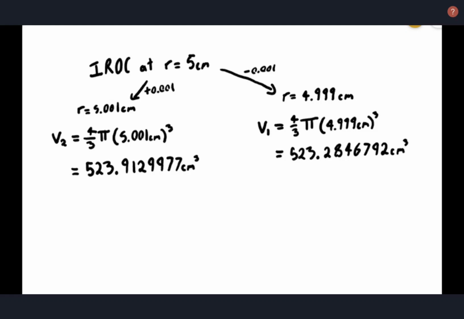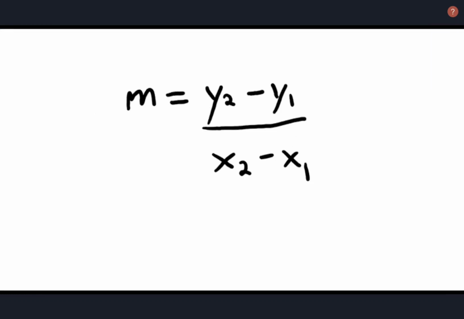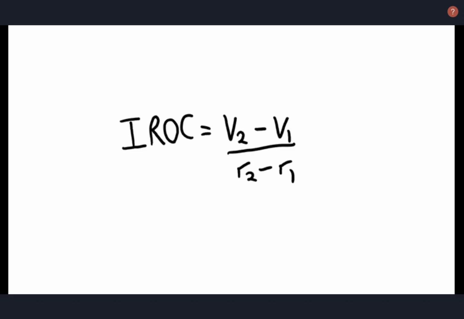When getting your values for the volume of the sphere, make sure to keep all decimal places, for this could affect your values of IROC. Rather than using the common slope equation, y2 minus y1 over x2 minus x1 previously discussed, for this equation, we will be using the variable v rather than y, and r rather than x. So our equation ends up being v2 minus v1 over r2 minus r1.